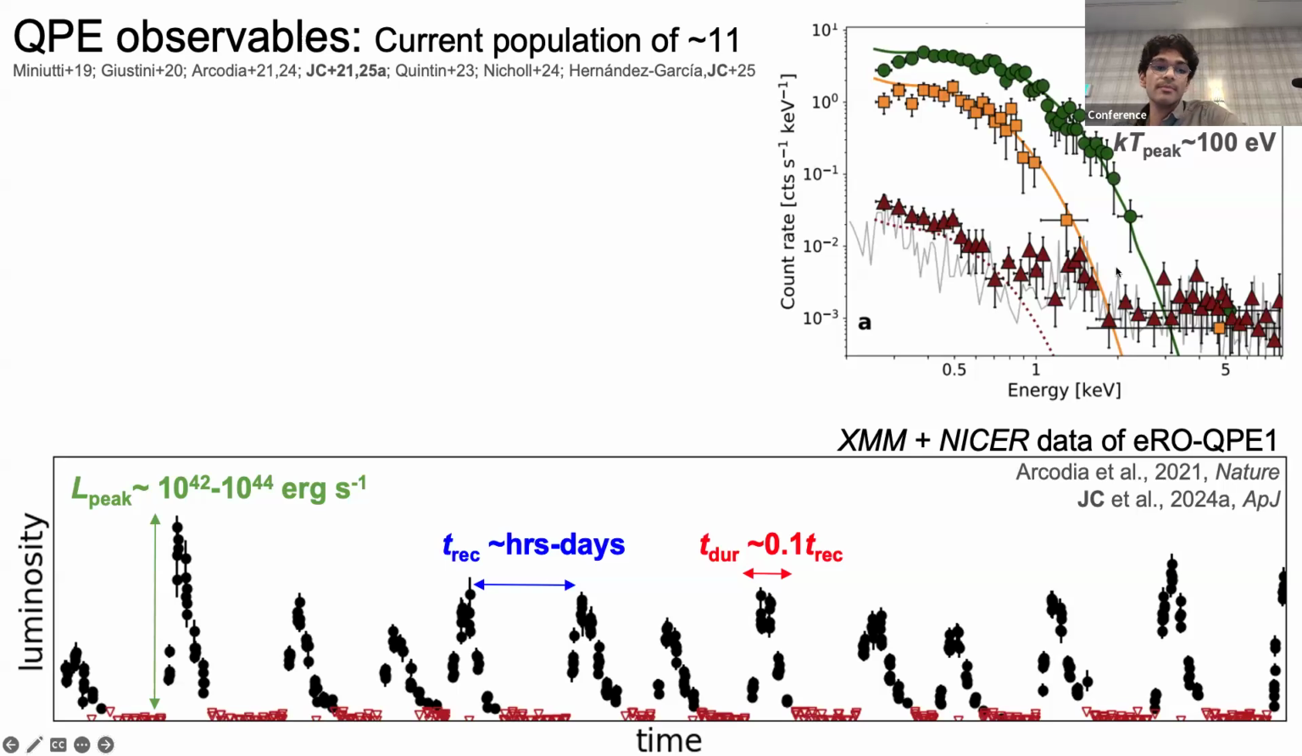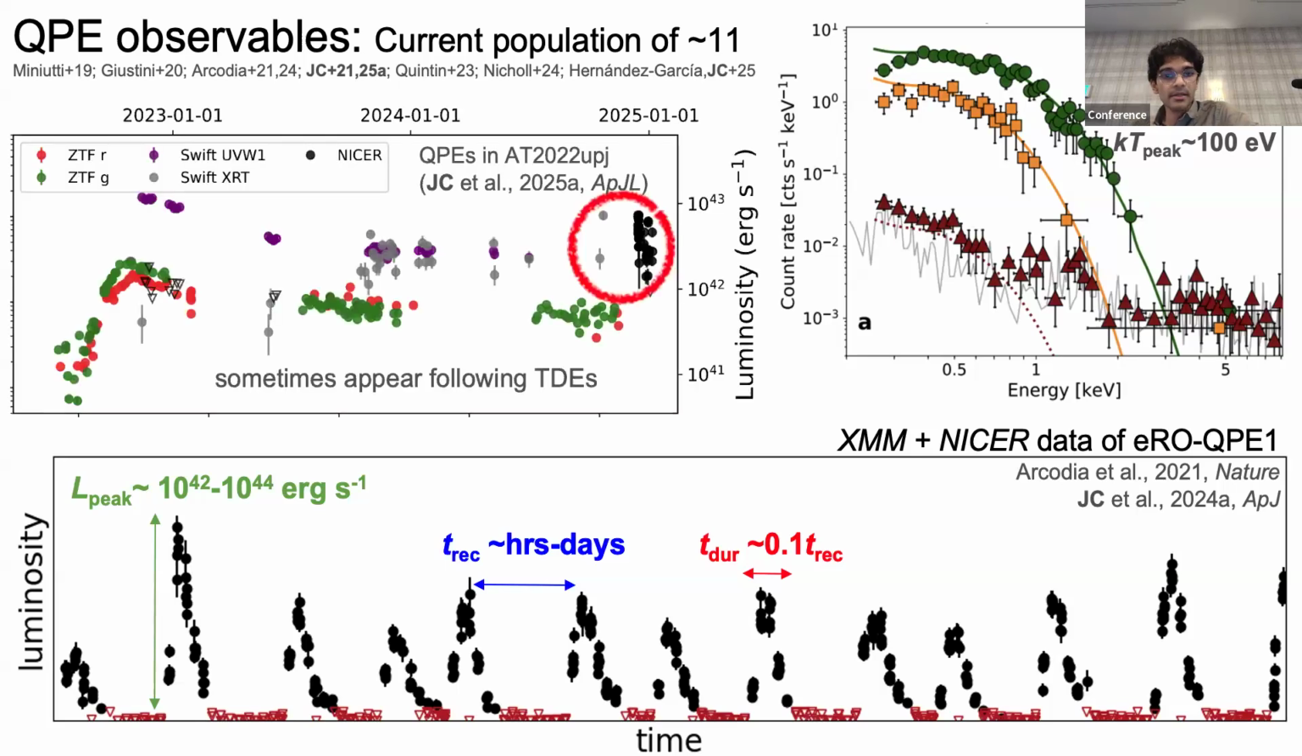The X-ray emission at peak is soft and quasi-thermal, with a blackbody-like spectrum and characteristic temperatures of around 100 electron volts. A surprise that appeared shortly after the discovery of QPEs is that they seem to prefer to emerge in the aftermath of tidal disruption events. There are now a few sources that we know about where we see something like this, where there's a tidal disruption event discovered in optical. This is an example from ZTF that we found recently.